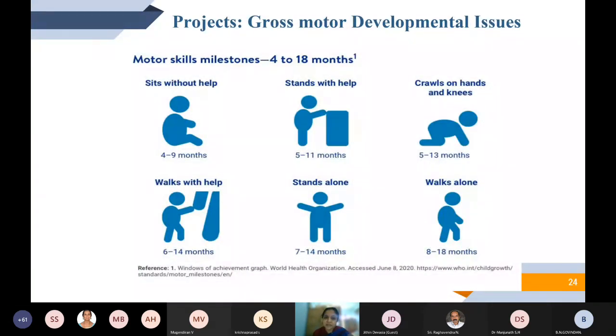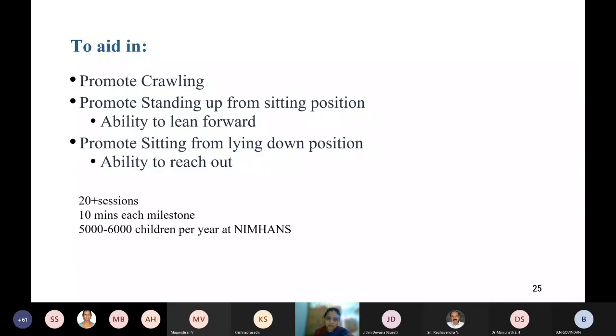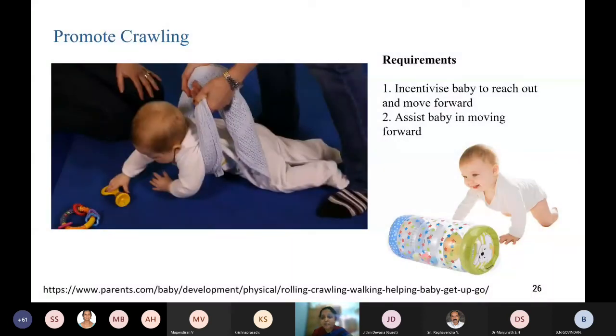Another thing I mentioned in the beginning is the work with NIMANS, on gross motor developmental issues the kid would have. There is a certain duration in which the kid is supposed to sit, stand, crawl, and walk. If the child misses out on that, you can see the statistics on the slide: around 5,000 to 6,000 children per year visit NIMANS. If they miss out, we want to come up with certain devices. See here, the physiotherapist is holding a cloth and trying to make the kid move.